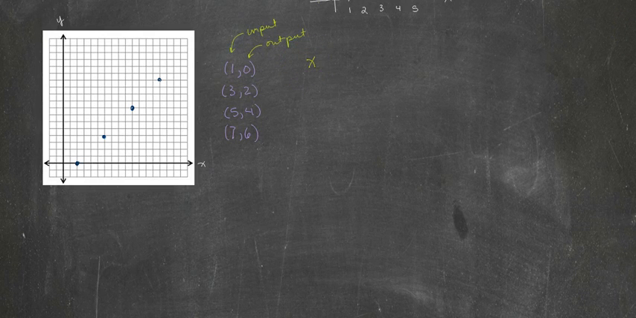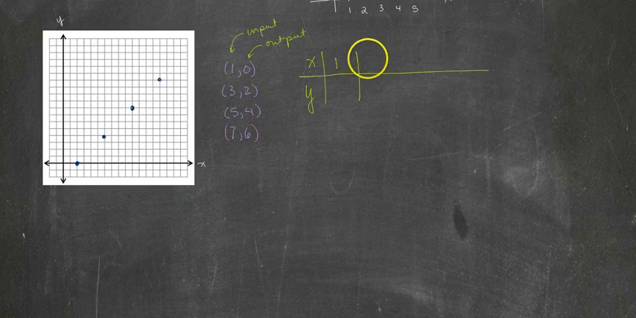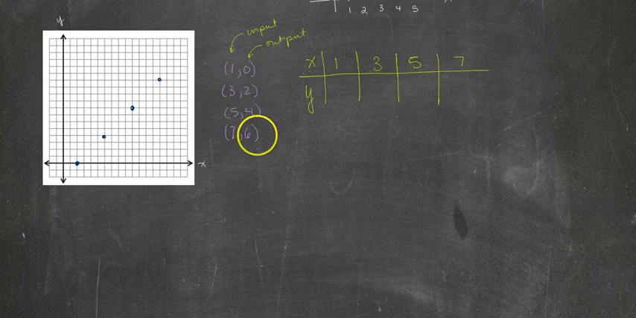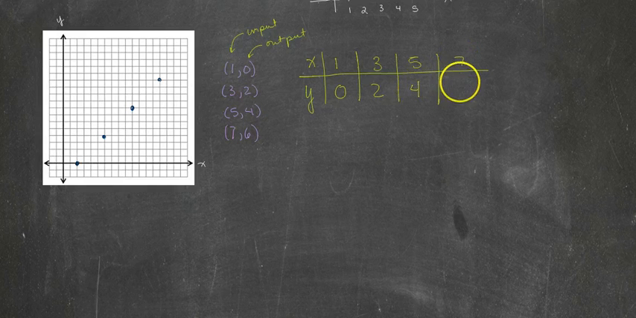So I'm going to put my input and my output on 2 separate rows, and I'm going to choose my domain. So my domain is made up of 1, 3, 5, and 7. And my range, or my output, is made up of 1 points to 0, 3 points to 2, 5 points to 4, and 7 points to 6. So now I've made a table from my graph, and now I have to come up with the rule.